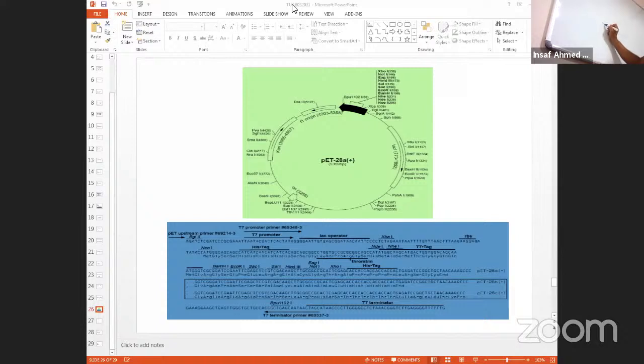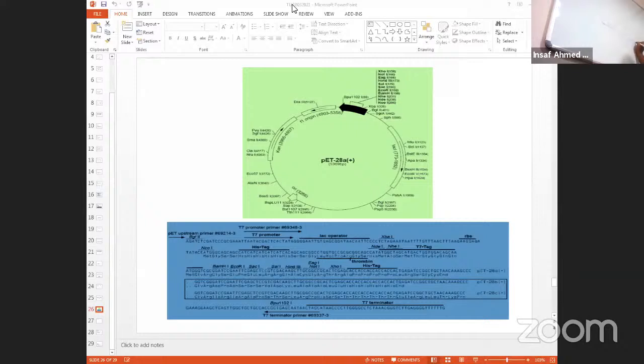Okay. So now for this gene of interest, after doing this exercise, we got the information that this gene does not have the EcoR1 and XHO1 restriction sites. So what we have to do is design one primer from here. That will be our forward primer. Another primer we have to design from here. That will be our reverse primer.